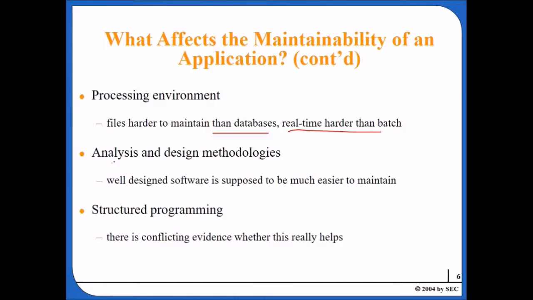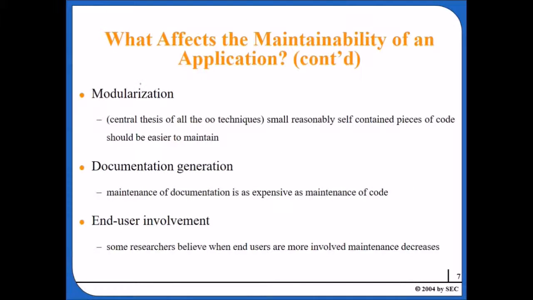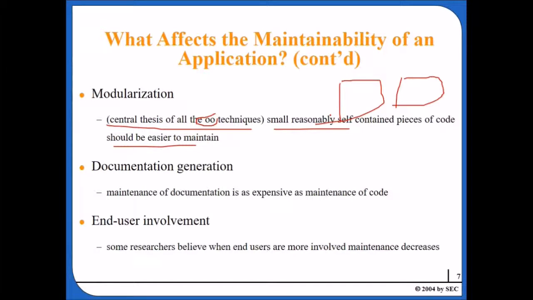Analysis and design methodologies. Well-designed software is supposed to be much easier to maintain than software that is not well designed. Structured programming. There is conflicting evidence whether this really helps. Well, if you program it better, it is always good. Then modularization, the central thesis of all the object-oriented techniques. Small, reasonably self-contained pieces of code should be easier to maintain. These small, self-contained pieces of code are good. Large codes, they don't work actually.